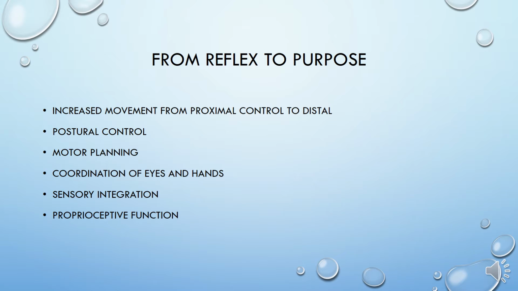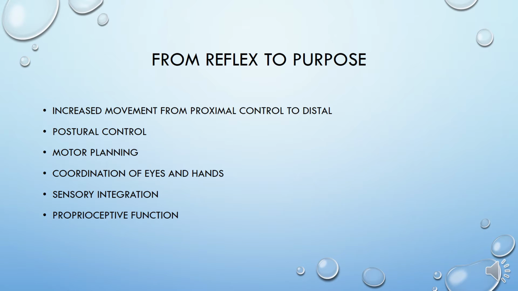So children move from reflex to purposeful movement. They start moving proximally and then control more and more distally. And when we're looking at grasping, we're looking at that more distal response. We're looking at control to be in the fingers and the hands and out from the core. In order to use those distal movements, you have to have decent postural control.